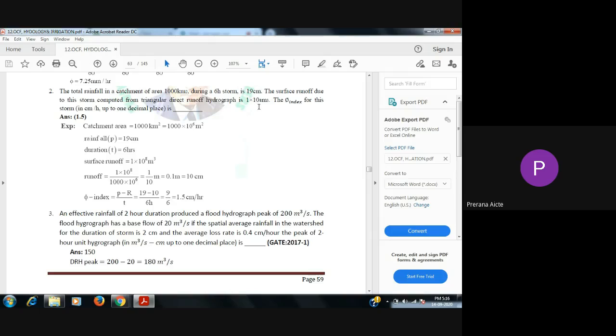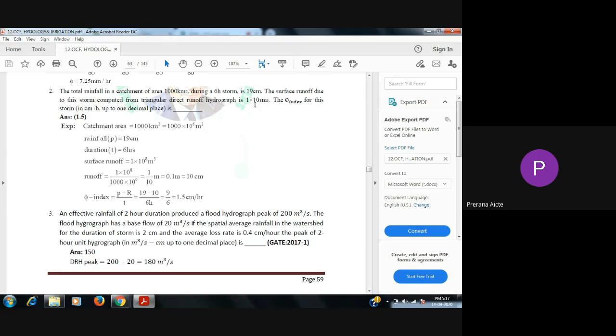So 1 into 10 power 8 cubic meter. Here 1 into 10 power 8 cubic meter. So the phi index for this storm in centimeter per hour up to 1 decimal place is a previous GATE examination question. See, read the problem. Catchment area is equal to 1000 square kilometers, that's 1000 into 10 power 6 meter square. Rainfall, let us say P, is 90 centimeter. The duration is a 6 hours storm.